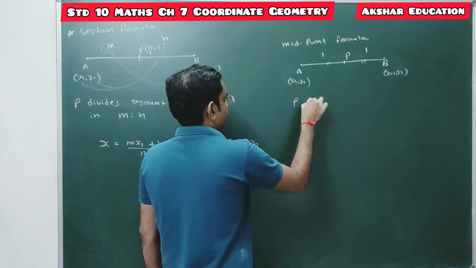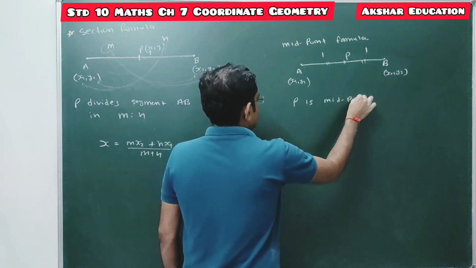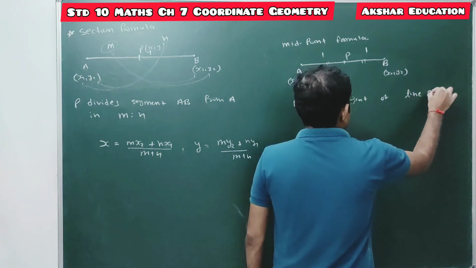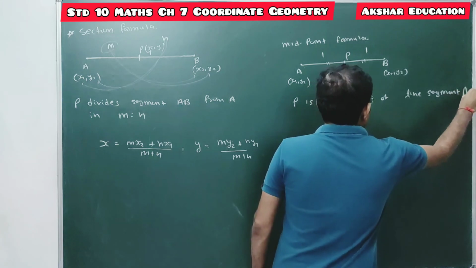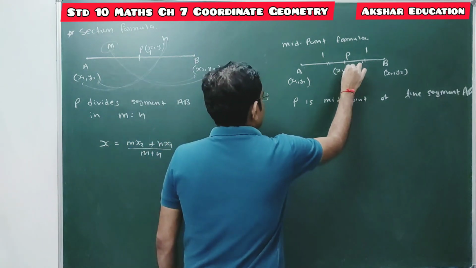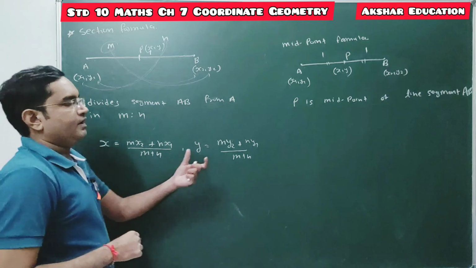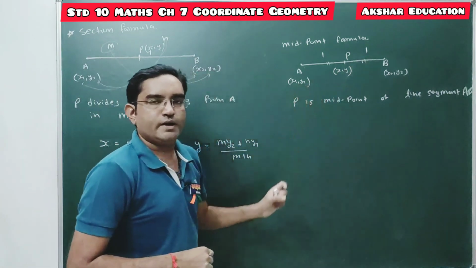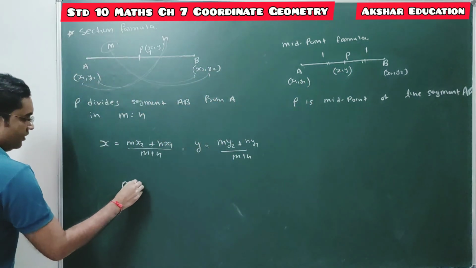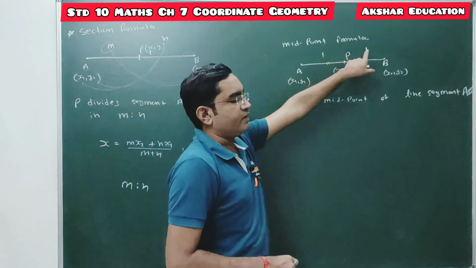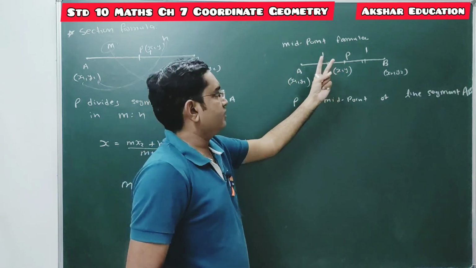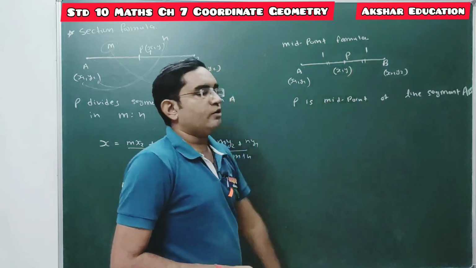So here point P is the midpoint of line segment AB, and the coordinates of this point P are x, y. So according to our section formula, we can write down the coordinates of this point P, x coordinate, y coordinate. But here the section ratio is m/n, while here section ratio is 1:1. That means P divides line segment AB from A in the equal ratio. That means part AP equals part PB. P is the midpoint of line segment AB.